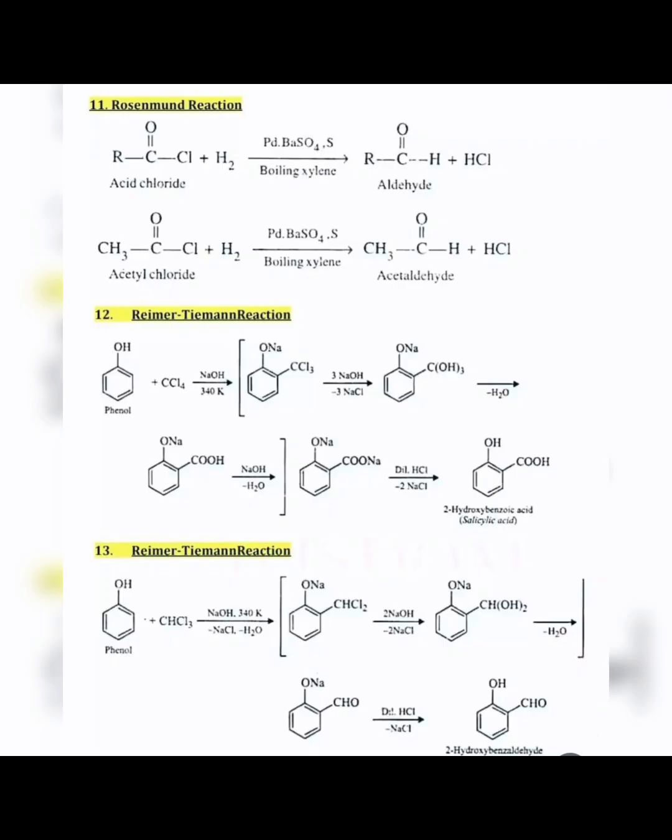Next reaction is the Reimer-Tiemann reaction. When phenol reacts with carbon tetrachloride, that is CCl4, in an alkaline medium, that is NaOH, at about 340 Kelvin temperature, it will give salicylic acid as a major product. Similarly, when phenol reacts with chloroform, that is CHCl3, in the presence of NaOH as an alkaline medium at 340 Kelvin temperature, it will give salicylaldehyde.